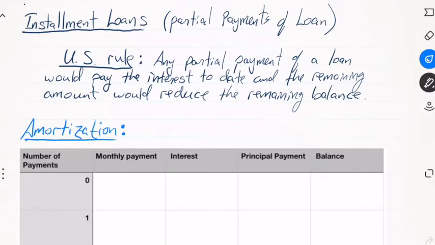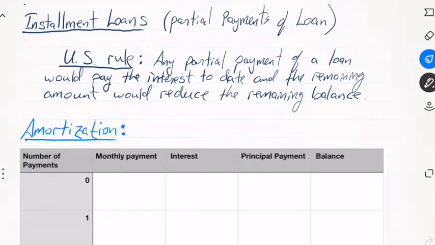So installment loans, also known as partial payments of loans, came about the turn of the 20th century. Before partial payments were allowed, if you did make a partial payment on a loan, it did not do what you would expect it to do. Before the U.S. rule came into effect, if you borrowed $1,000 and you were charged $200 of interest, they would expect $1,200 from you, whether you made payments up until the $1,200 or if you waited until the end of the term of the loan and paid $1,200.